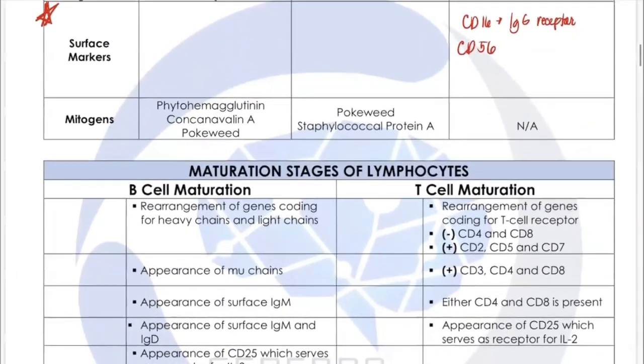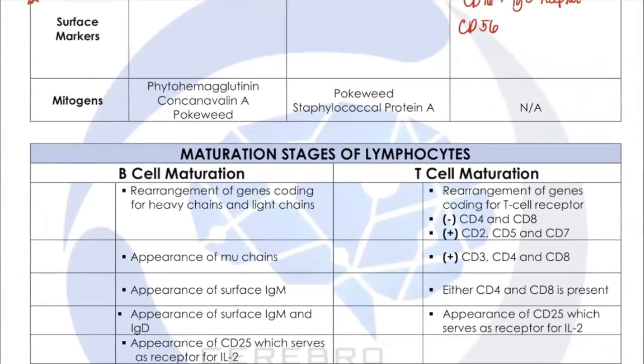Okay, so mitogens, no, these are substances that are used in order to paramihin mo yung lymphocytes. Okay? So we have phytohemagglutinin, concanavalin A, and pokeweed mitogen, no? Ginagamit siya for T cells. Then we have the pokeweed mitogen and staphylococcal protein A naman, no, for the B cells. Okay?